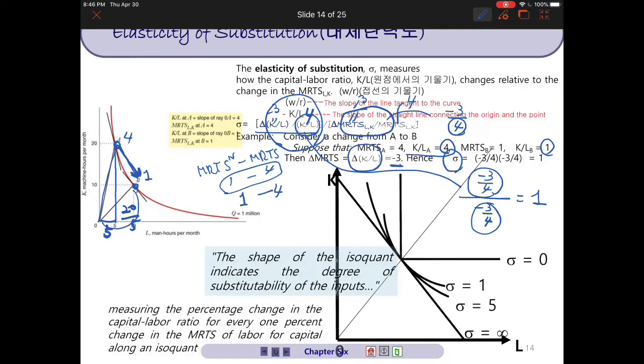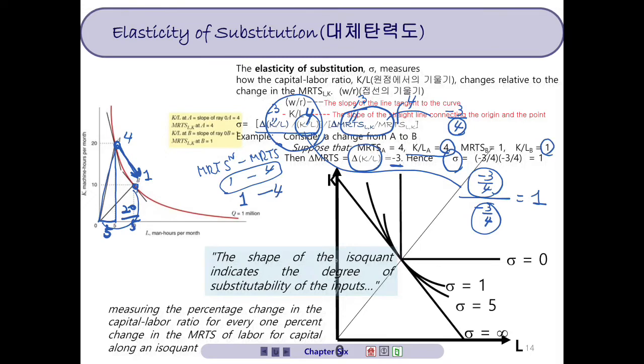And what does elasticity of substitution mean? That's another question. It means the shape of the isoquant or the degree of substitutability between the two inputs, in this case, right? And for this one, we derived that the elasticity of substitution is 1. It's like this one.